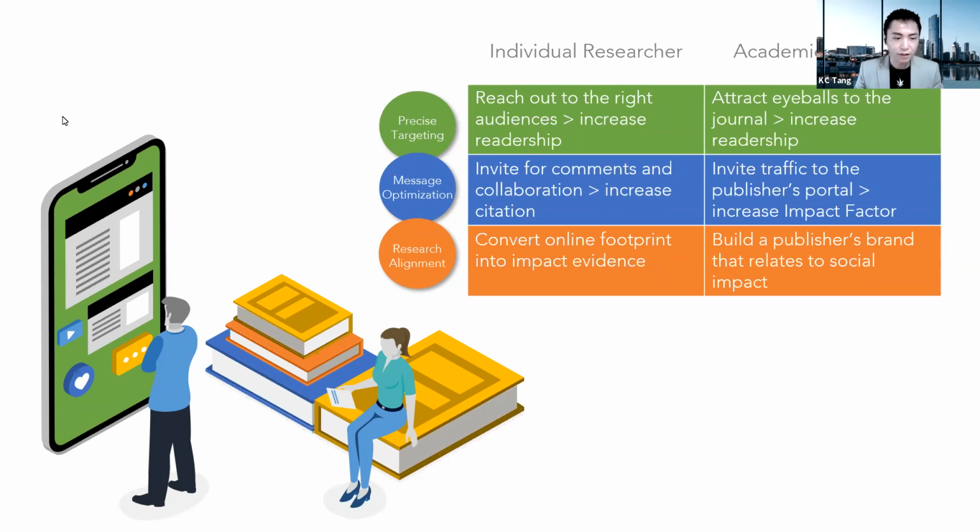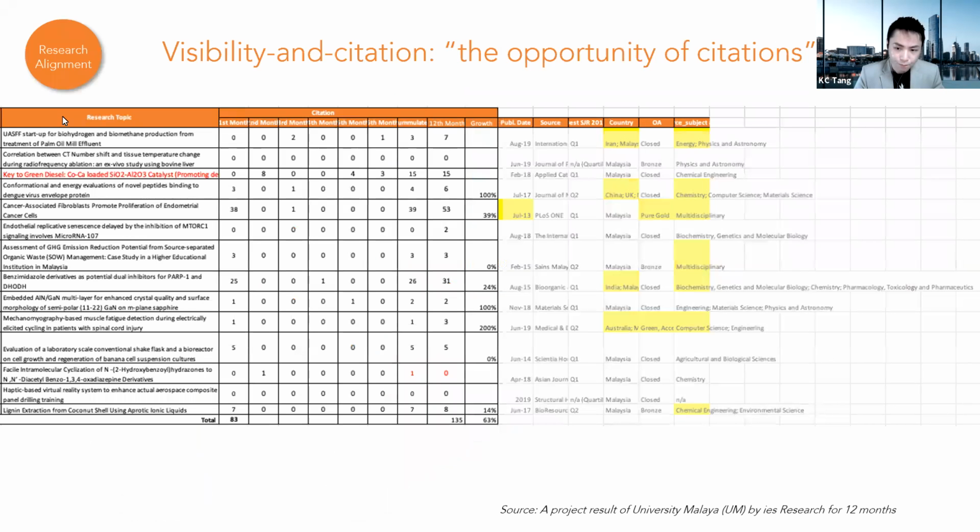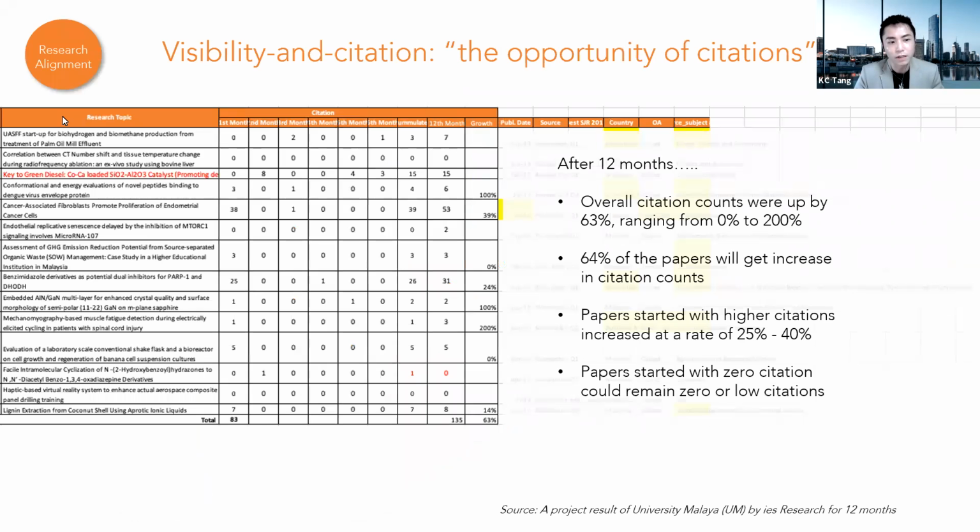The implication: does it improve my citation? Does it improve my branding and so on? So citation is definitely one important metric, no doubt about that.